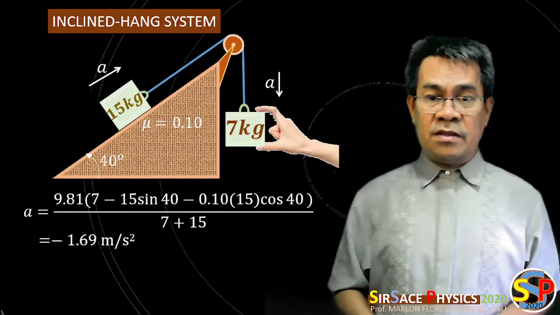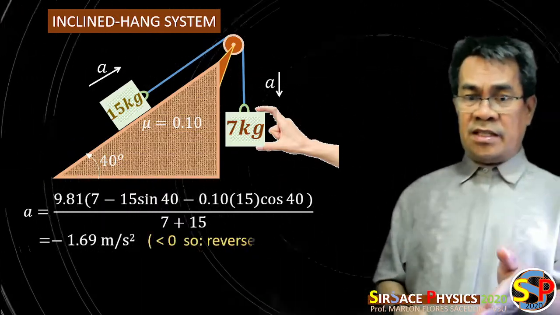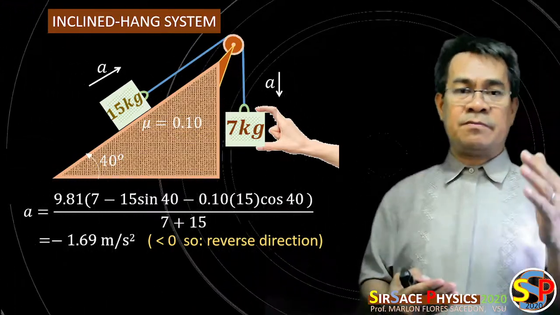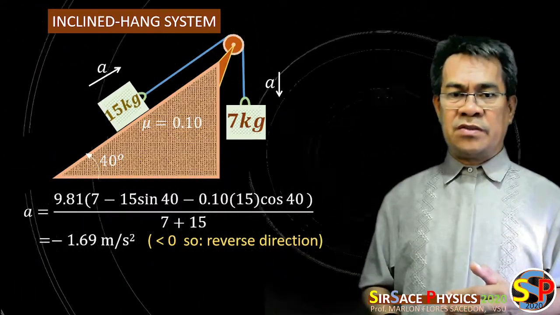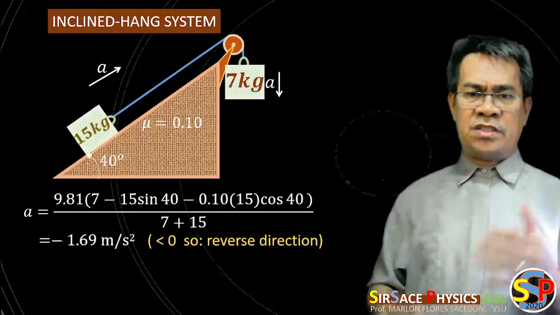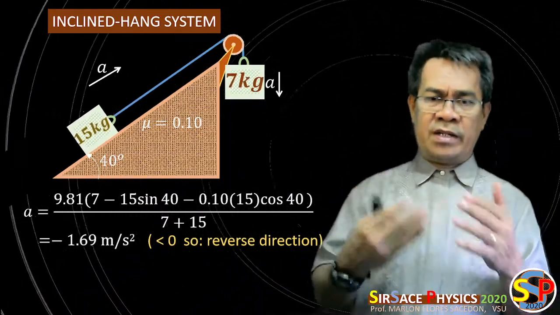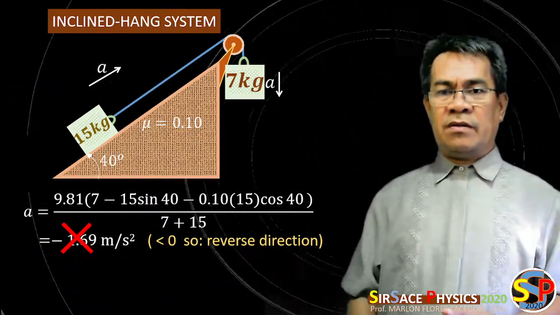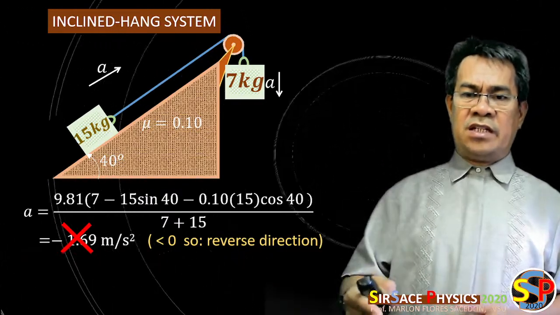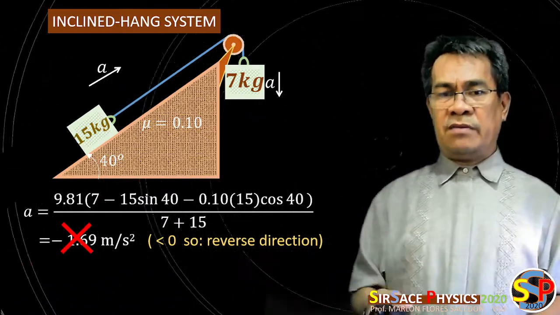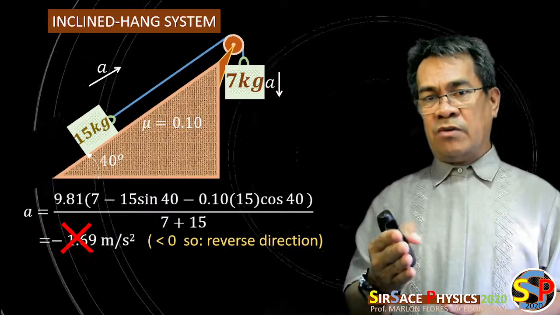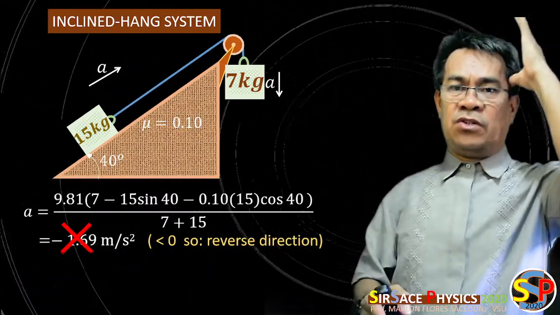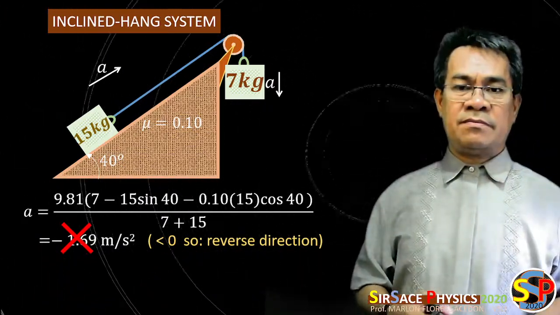Okay, so therefore we can say again that because this result is less than 0, we have to reverse the direction. To reverse the direction, there is no need to change the formula or derive it again. We cannot use that value. It is not true that the acceleration downward is 1.69, because take note that the friction will now reverse. When the particle moves down the plane, the friction should always be opposite, so it becomes negative.